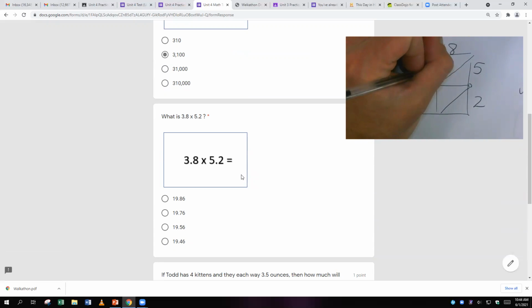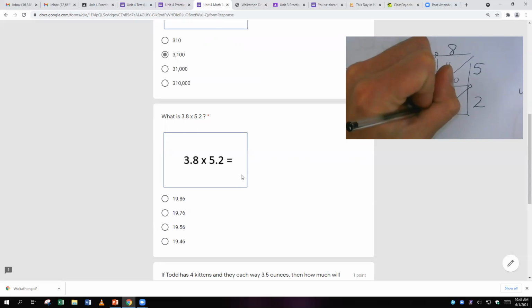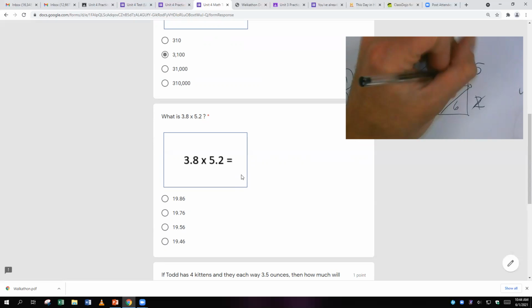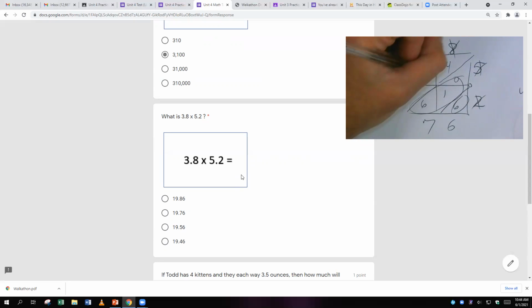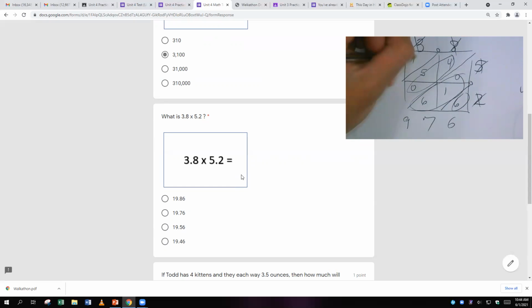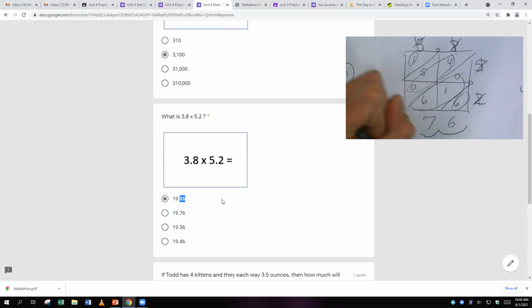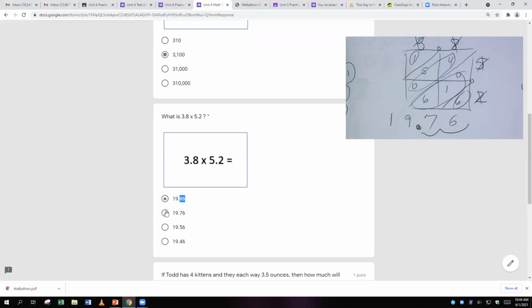So 8 times 5 is 40. 5 times 3 is 15. 3 times 2 is 6. And 8 times 2 is 16. Ignore, ignore, ignore, ignore. 6 falls down. 7 falls down. 9 falls down. 1 falls down. So 1976, but we have 1 decimal number here and 1 decimal number here. So total, there's 2 decimal numbers, 1, 2. So in my answer, I have to have 2 decimal numbers. So 1, 2, 19.76.